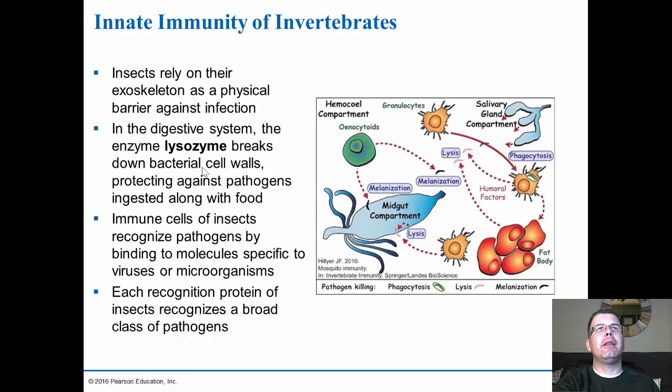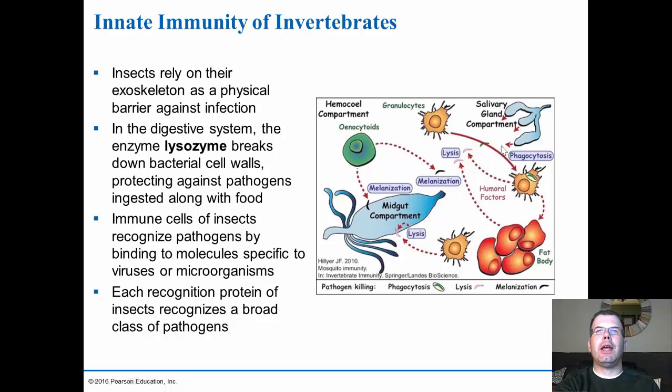Now, in invertebrates, they only have innate immunity. Typically they rely on their exoskeleton as a physical barrier against infection. In their digestive system, the enzyme lysozyme breaks down bacterial cell walls and protects them from other pathogens. The immune cells of insects recognize pathogens by binding to molecules of specific viruses and microorganisms, and each recognition protein of the insect recognizes a broad class of pathogens. And so you have these other cells that respond and block, and they kill. You get phagocytosis, and you get release of factors that trigger other cells.